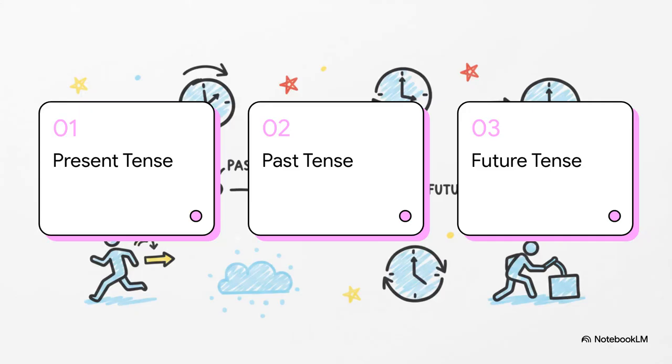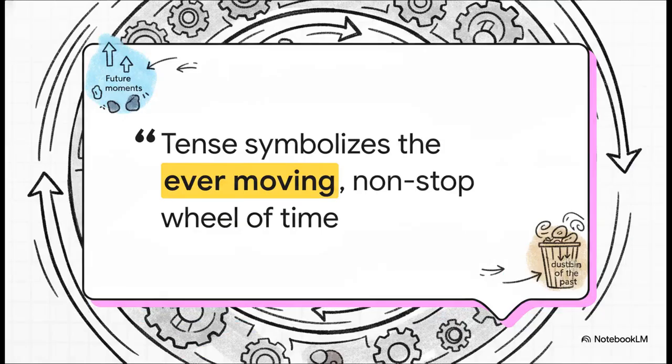Here is our roadmap for today. We've got 1, the present tense, 2, the past tense, and 3, the future tense. We are basically going to follow the exact chronological flow of grammar to see just how incredibly logical this system actually is. And our source material frames this whole journey with this absolutely brilliant piece of imagery.